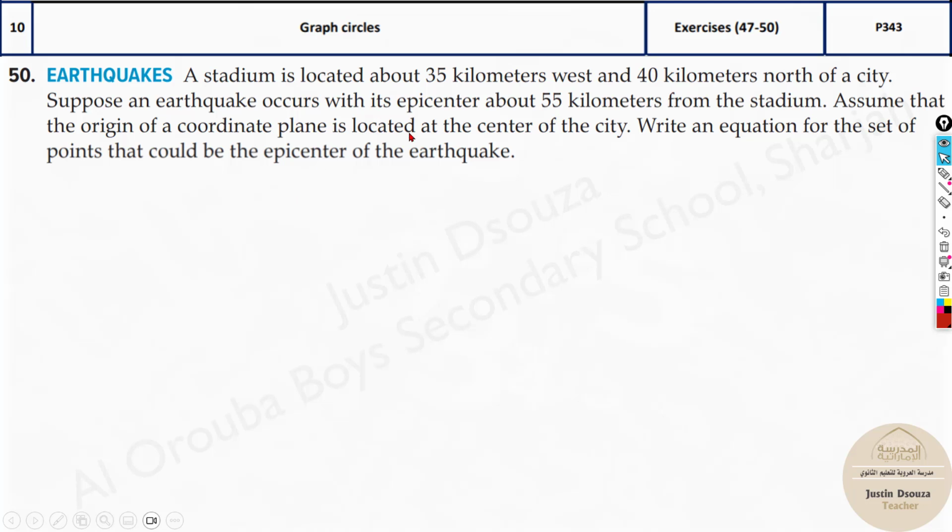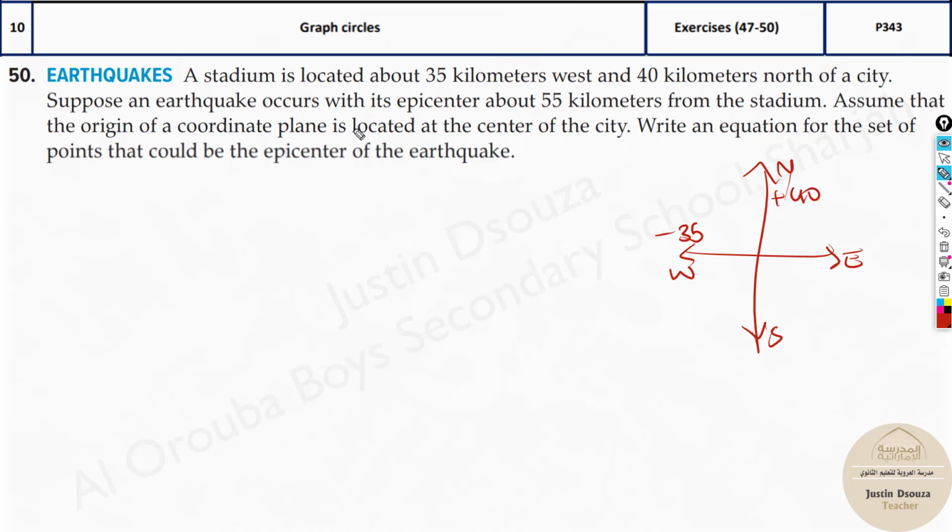Here we have one more problem. This is the last one in this topic. Earthquakes. A stadium is located about 35 kilometers west and 40 kilometers north of a city. So first thing, north, south, east and west. Now they have told 35 kilometers west over here, so it will be minus, left side. 40 north, that will be plus.